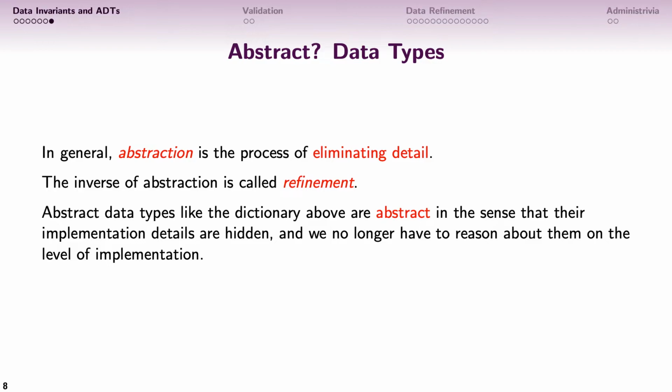When we reason about a dictionary, we just have a mental model of a book that we look through and we find definitions in. And we don't care exactly how this is represented on a computer. So it's abstract in that sense. The opposite of abstraction is called refinement. And we'll be seeing some uses of that term in the next section.